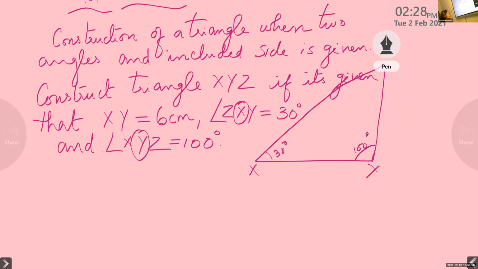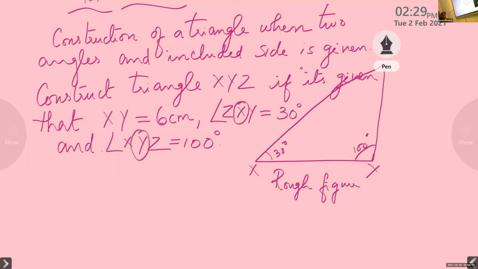So it's a rough figure, you have to draw. You can use a scale to draw the rough figure, no problem. Or rough hand you can draw. So you got an idea how the picture will be, isn't it? How the construction will be.